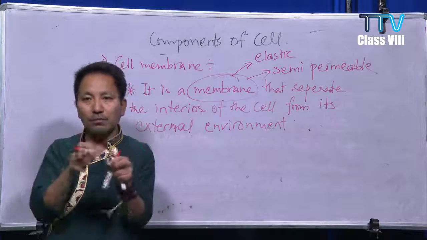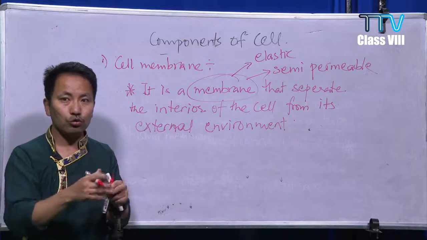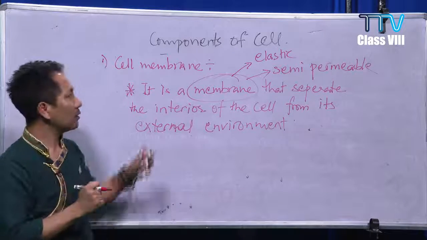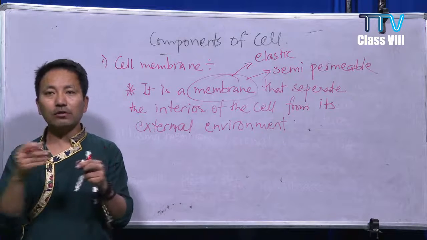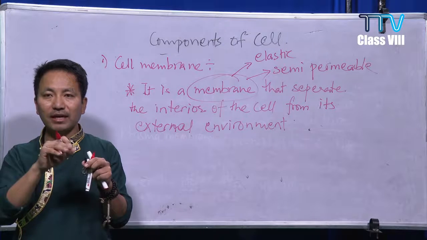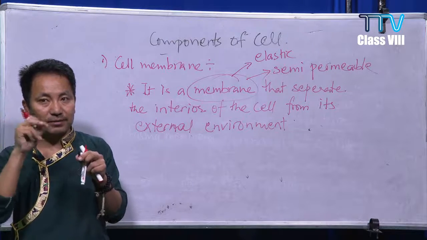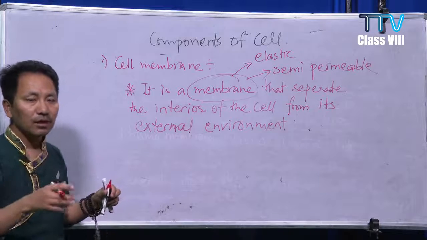It allows the movement of some part of the substance, not the whole substance. Cell membrane will not allow the water molecule to pass through. It will only allow those minerals and ionic particles, ionic substances to pass through. It's called semi-permeable.